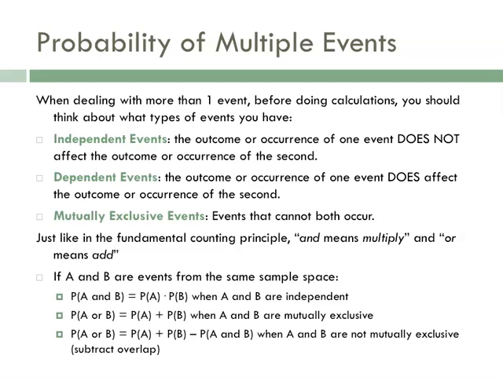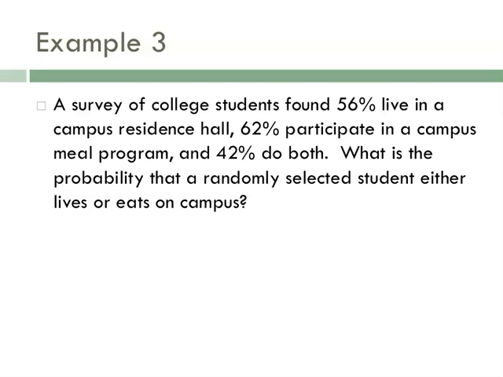Okay, so let's take a look at example 3. A survey of college students found 56% live in a campus residence hall, 62% participate in a campus meal program, and 42% do both. What is the probability that a randomly selected student either lives or eats on campus? Okay, so first note that these are not going to be mutually exclusive. Why not? Well, first, there are 56% that live in a campus residence hall, 62% participate in a campus meal program.